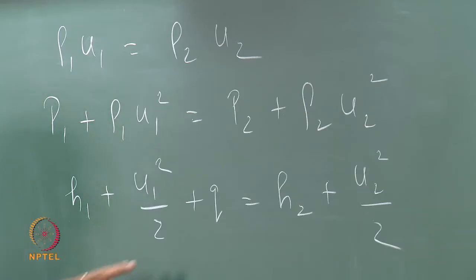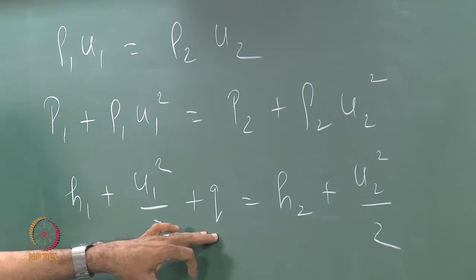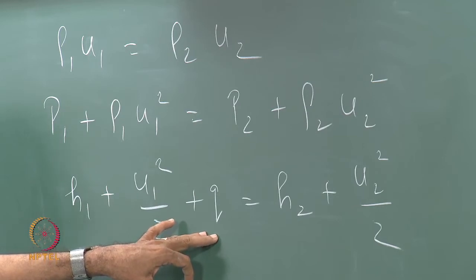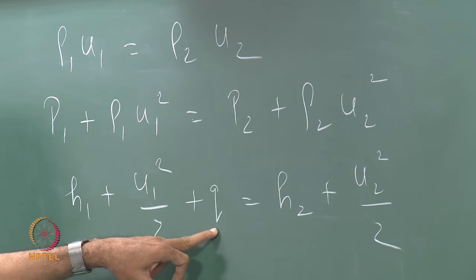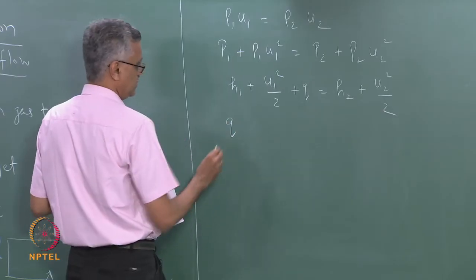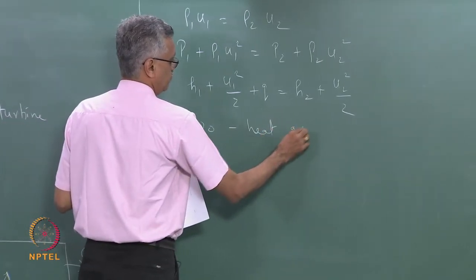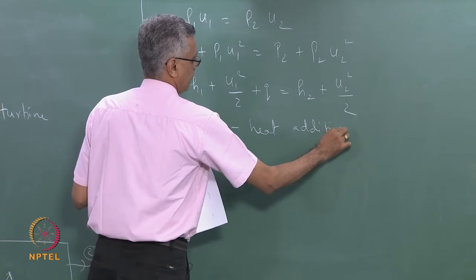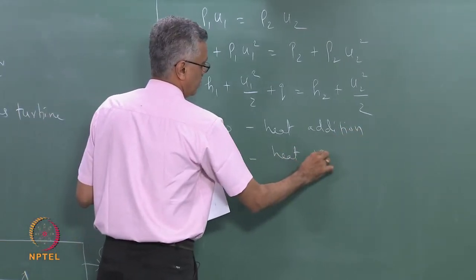So, notice that I have now included a heat addition term here. This is heat added per unit mass, or unit mass flow rate, if you will. Apart from this, in the earlier calculations we assumed Q to be 0. Now, Q is not 0. Q can be positive, which means heat is added. The sign convention is the same as in engineering thermodynamics. If Q is greater than 0, heat is added, and if Q is less than 0, then we are removing heat from the flow.